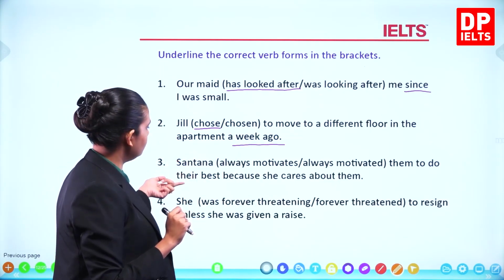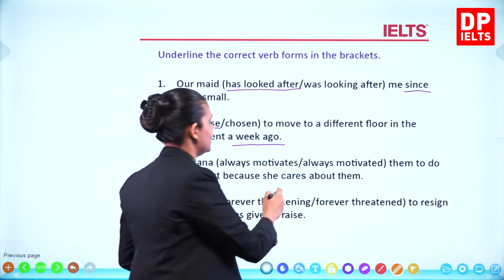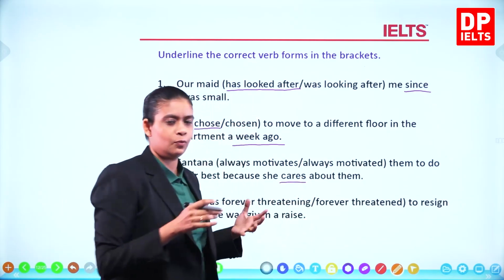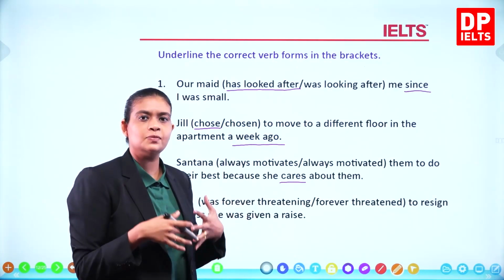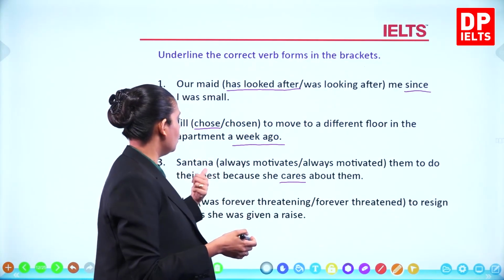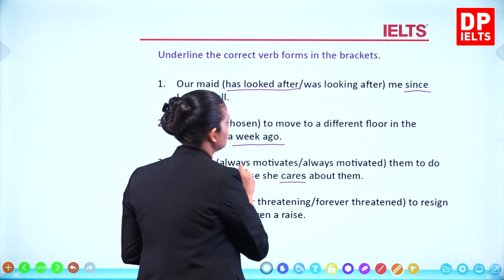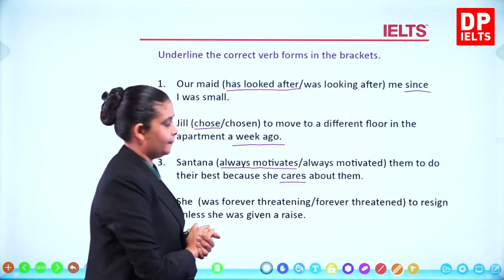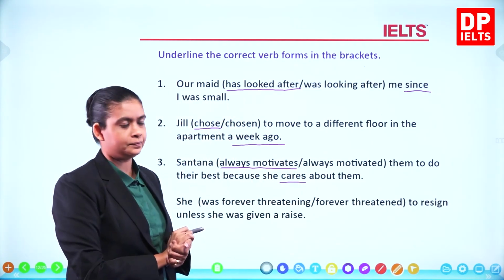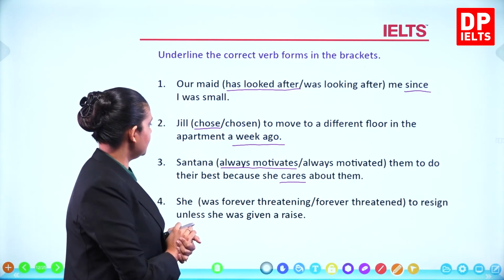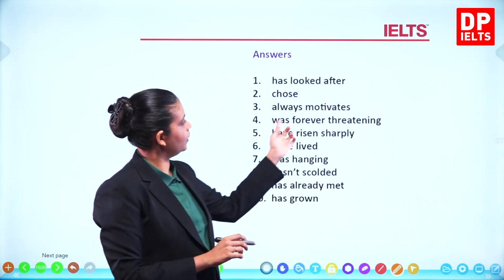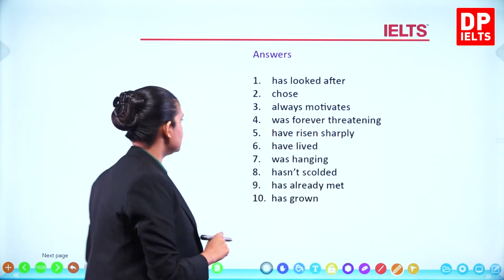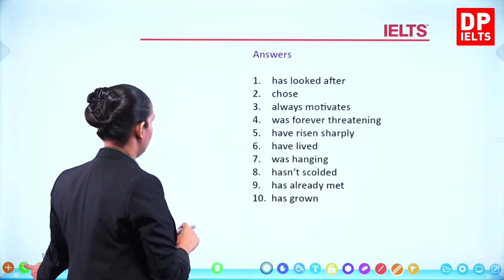Let's have a look at the third one, right? Santana motivates them to do their best because she cares. Now cares is in what? Simple present tense. So what does she always do? Because she loves them, she cares for them. What does she always do? Always motivates them, right? The next one. So always motivates. Let's have a look at question number 4.